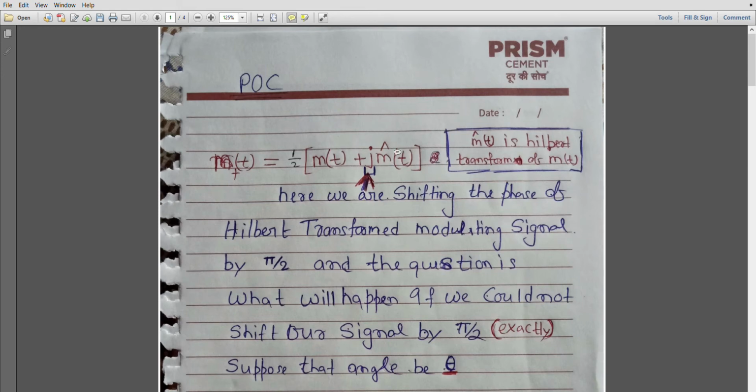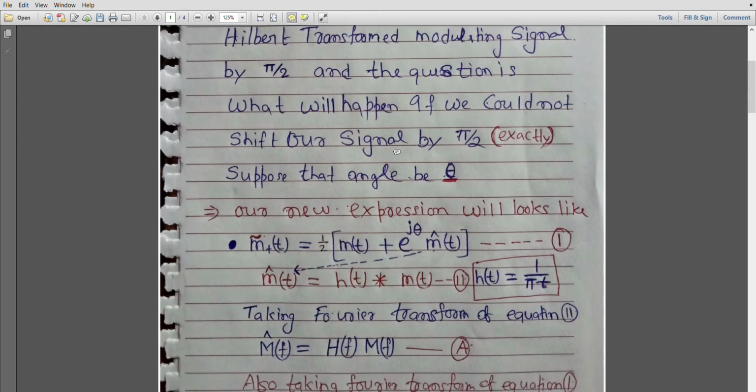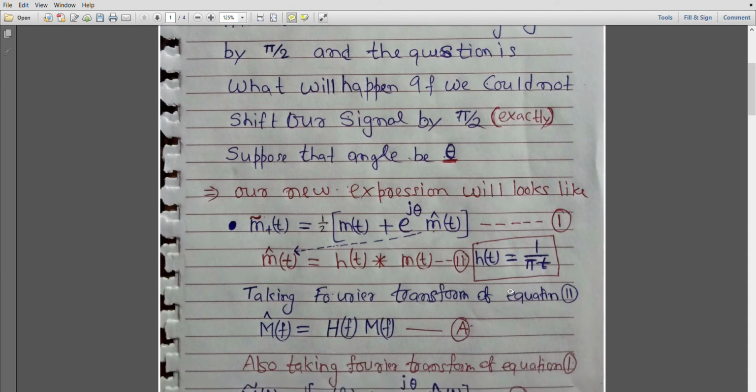So our equation will look like this, where m tilde t is equal to half of m t plus e to the power j theta into m hat t, where we are phase shifting this m hat t by theta instead of pi by 2. So this is a general case where m hat t is the Hilbert transform of m t, where the Hilbert function h t is equal to 1 upon pi t.